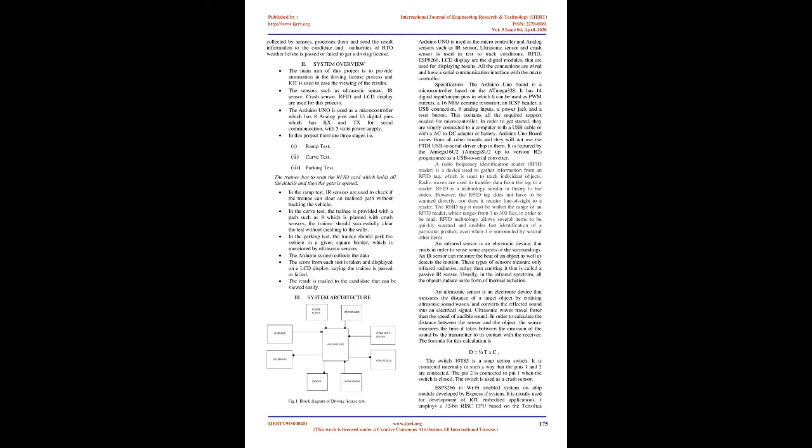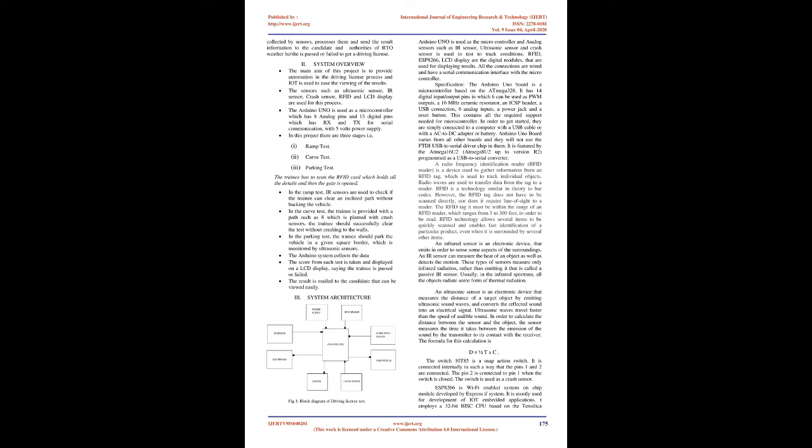The main aim of this project is to provide automation in the driving license process, and IoT is used to ease the viewing of the results. Sensors such as the ultrasonic sensor, IR sensor, crash sensor, RFID, and LCD display are used for this process. The Arduino Uno is used as a microcontroller which has 8 analog pins and 13 digital pins, with RX and TX for serial communication, and a 5 volts power supply.